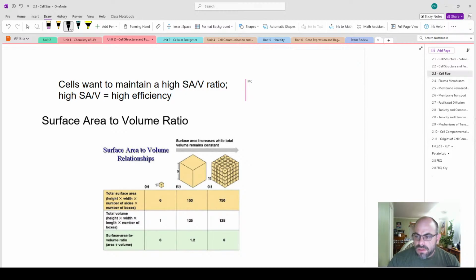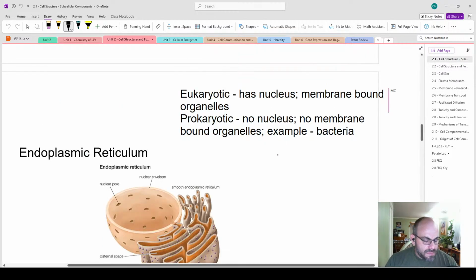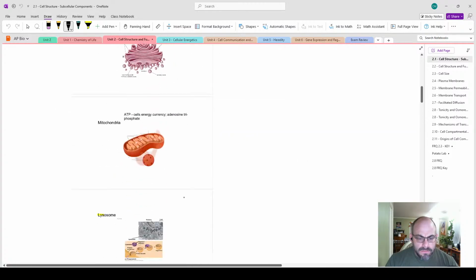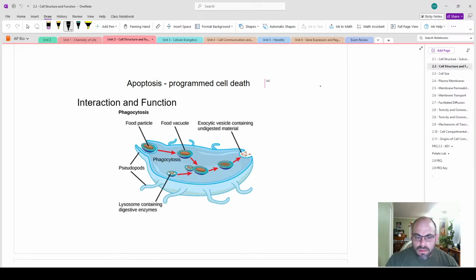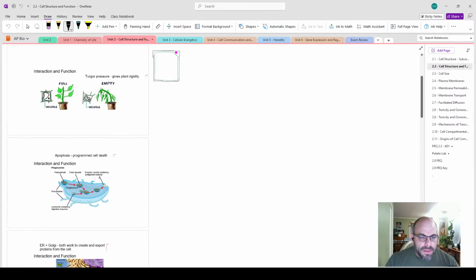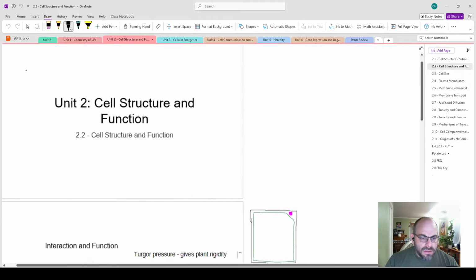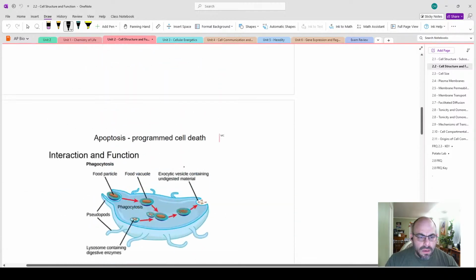Yeah. Apoptosis, yes. Where we talked about apoptosis, programmed cell death. I don't remember if we talked about it. We have talked about it before, but yeah, let's talk about apoptosis. Apoptosis is programmed cell death. We did talk about it, and we talked about it with things like lysosomes.